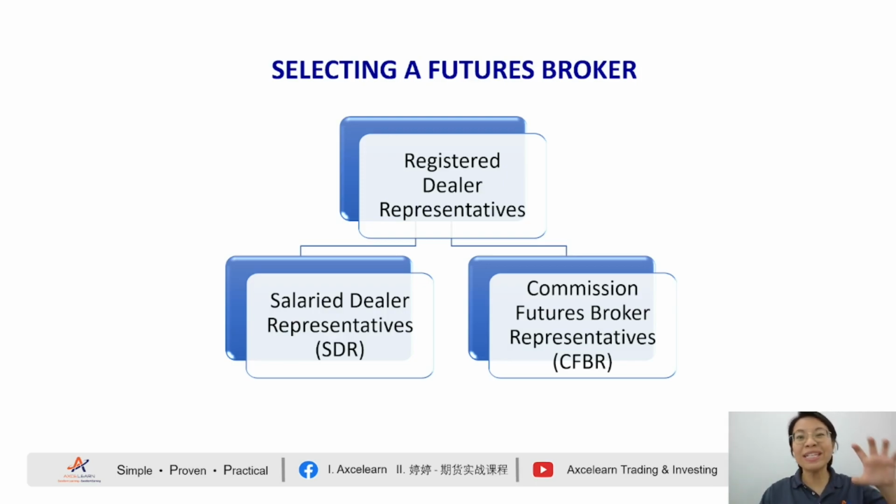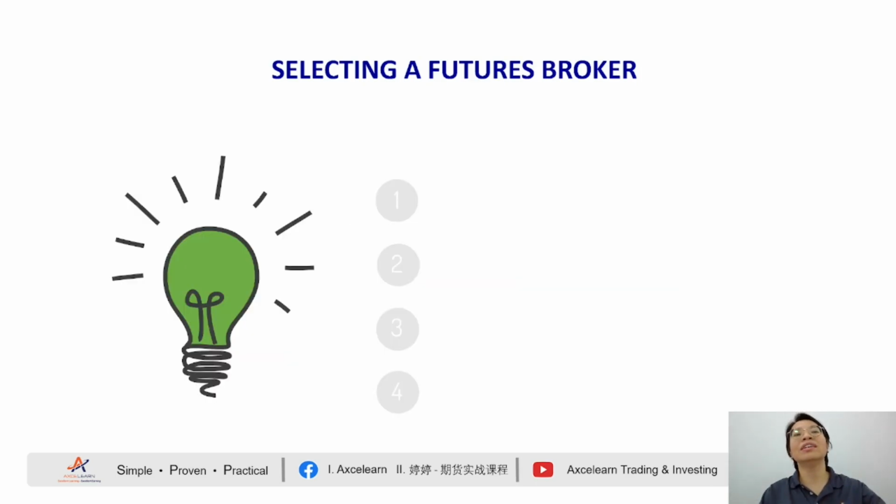Now, once you have selected an agent, the next thing we need to understand is how to select a futures broker. To be more precise, how do we select a futures broker and an agent or dealer's representative, the licensed person. These are the criteria for you to take as a reference only, because different individuals have very different requirements.